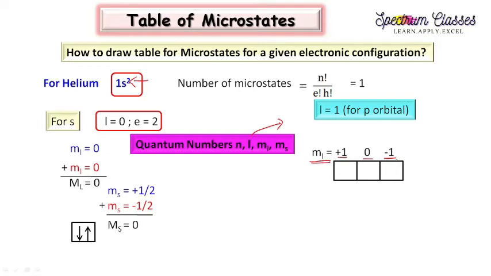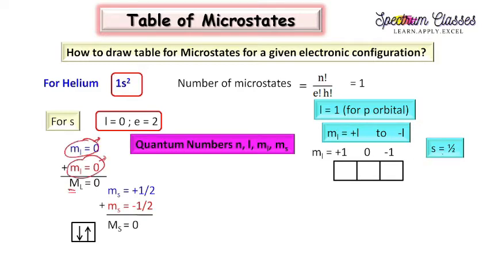And what are these values, and where do they come from? This suggests the orientation. So ml has values plus L to minus L, differing by 1. This is how one can understand the value of ml. For one electron, we have half spin, right? Corresponding to this s, ms has two values, plus half and minus half. So what we infer here is that ms has values plus s to minus s, differing by 1.